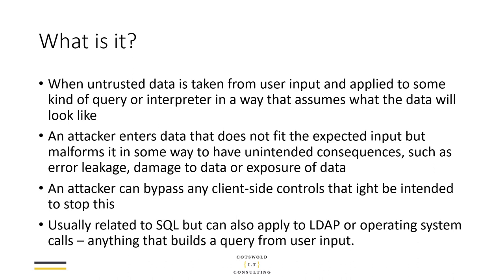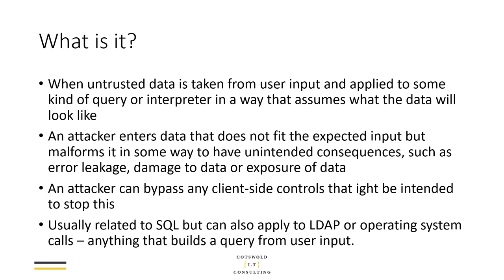So we're talking about error leakage. We're talking about damage to data, so that's an integrity violation, or exposure of data, which is a confidentiality violation. So really, anything that is possible to do on the web application is up for grabs with a successful injection attack. Now, one thing that's significant that we need to understand is an attacker can bypass any client-side controls that might be intended to stop this.